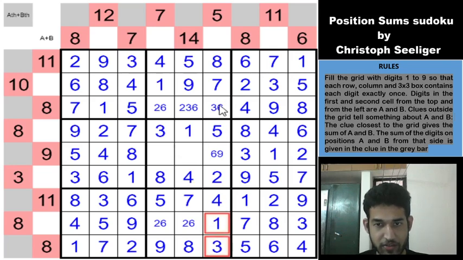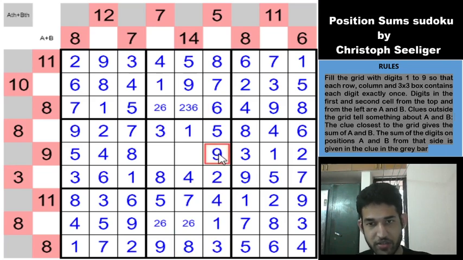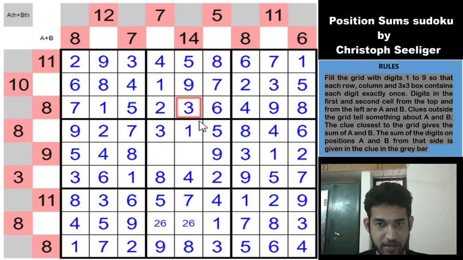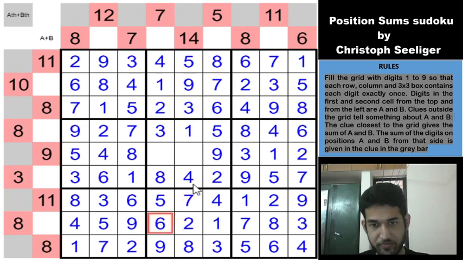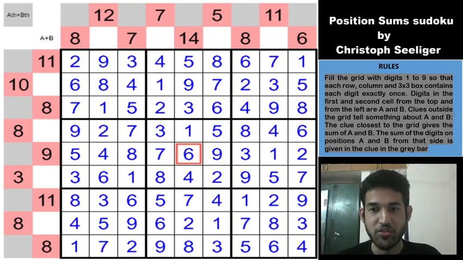And this 3 gives a 6 here, which in turn gives a 9 here. And this 6 gives us a 2 and a 3, and 2 and 6. And 2, 4, 8, 9, 1, 3, 5. So remaining digits are 6 and 7. So this would be a 7 and this would be a 6. So with that we have completed this position sum Sudoku by Christoph.